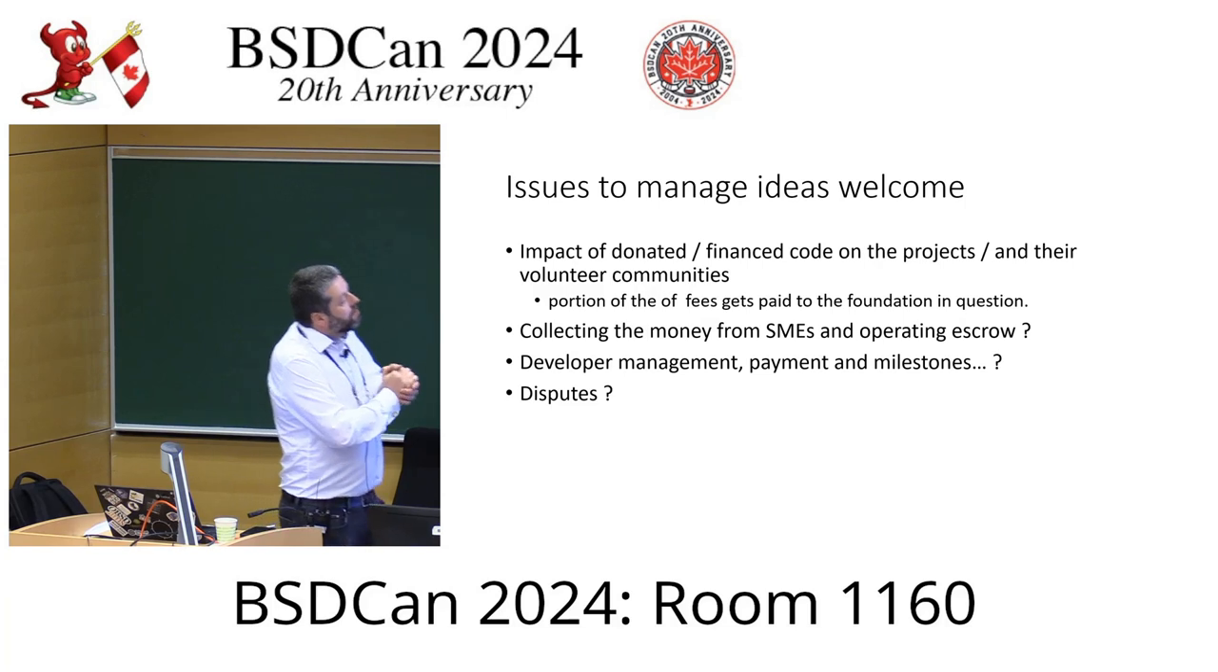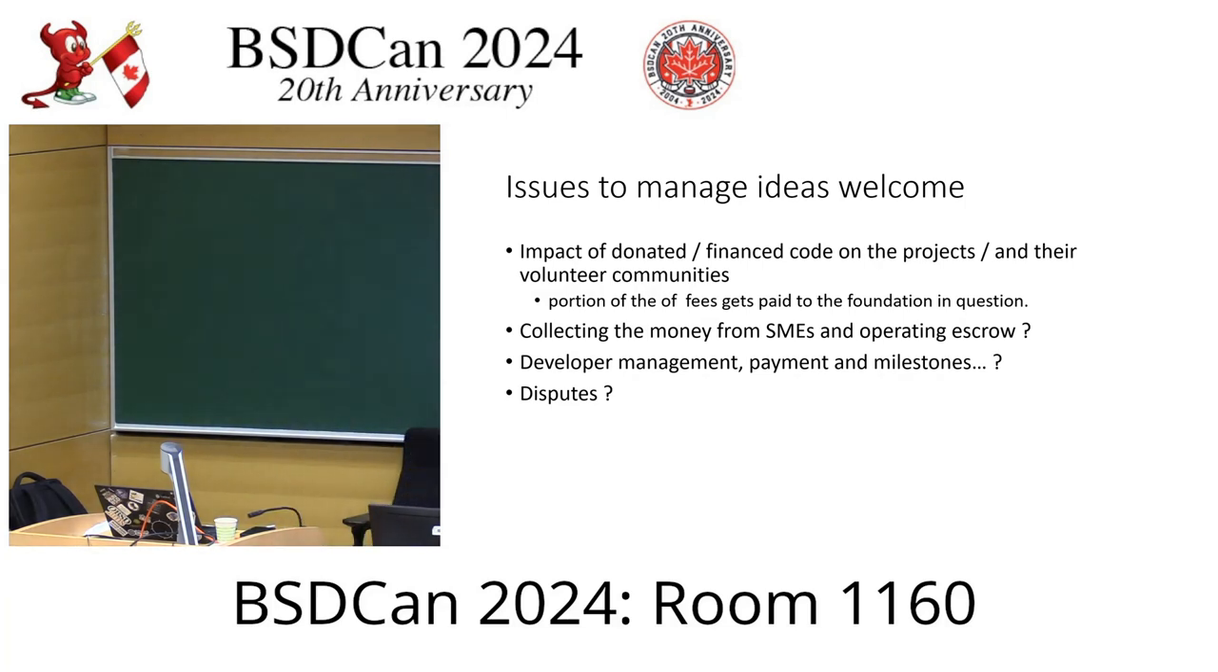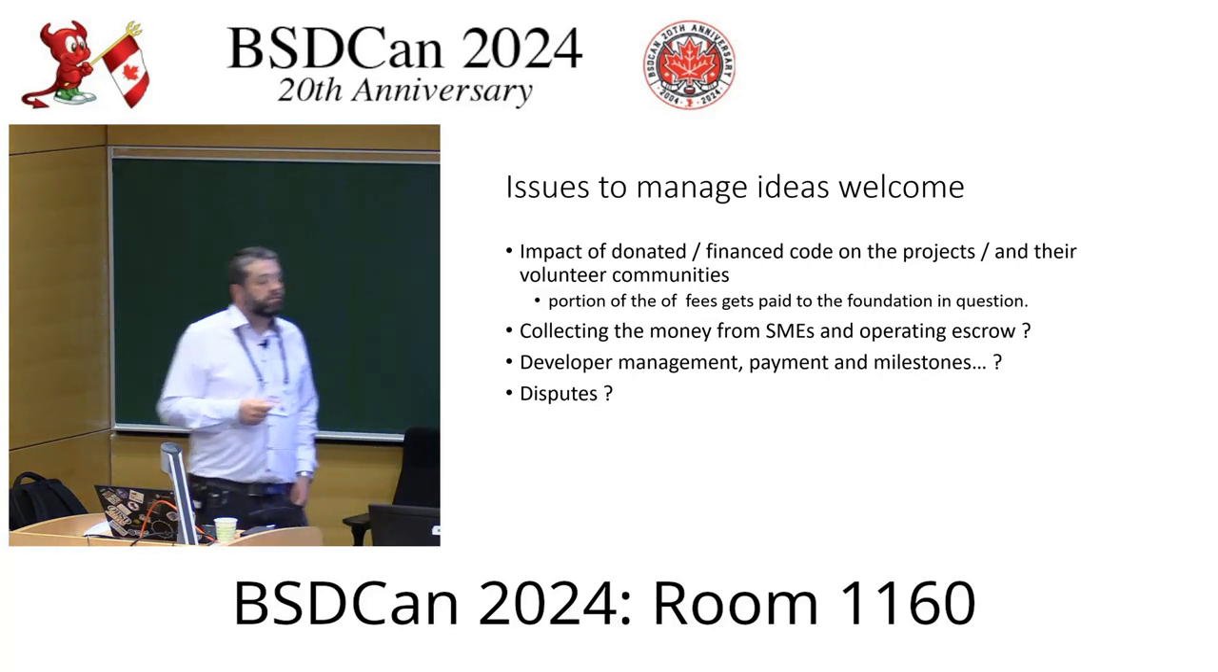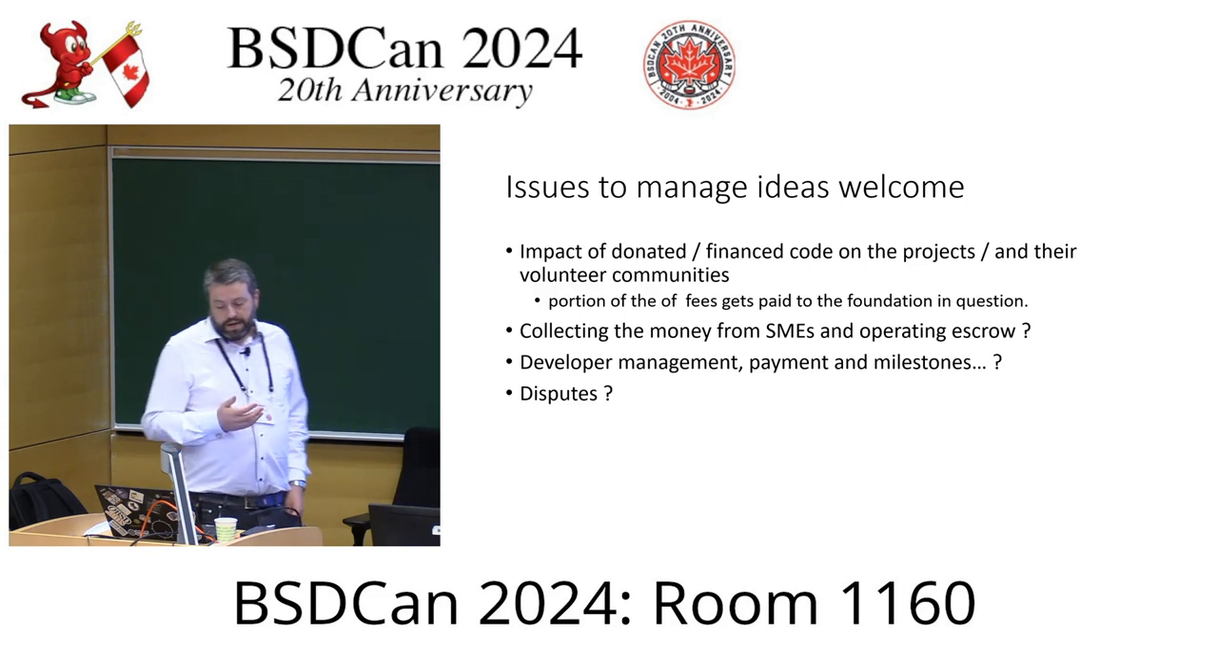There's the impact of the donated and financed code. So if you put in, I don't know how many thousand lines of code to get a nice feature into OpenBSD or FreeBSD, then it's up to the community to maintain that code and make it continue being MP safe or implement the new mitigations that you're trying to implement to improve security. And so there's life after the commit for the code and there's a cost associated with that. And so how do we do that?